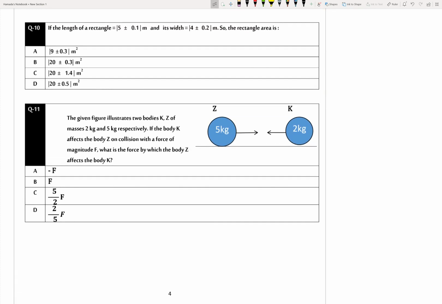Okay. If the length of a rectangle equals 5 plus or minus 0.1 meter and its width equals 4 plus or minus 0.2 meter, what does the rectangle area equal? This is a multiplication, and in multiplication problems we find the relative error of each one, then they are added together, then we find delta A. R, which is the relative error, equals R1 plus R2. So R equals the absolute error 0.1 divided by the true length 5, plus 0.2 divided by 4. 0.1 divided by 5 equals 0.02, and 0.2 divided by 4 equals 0.05, so R is 0.07.